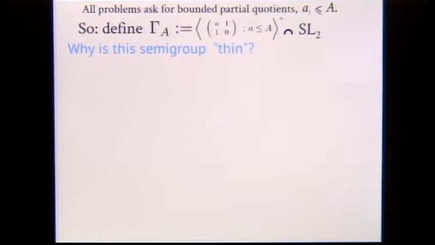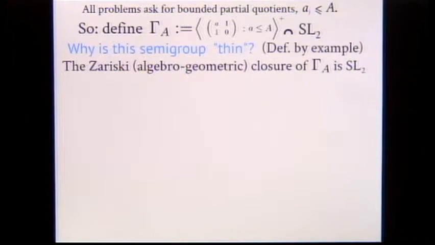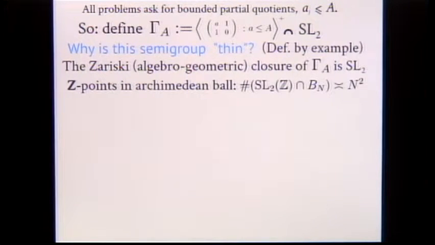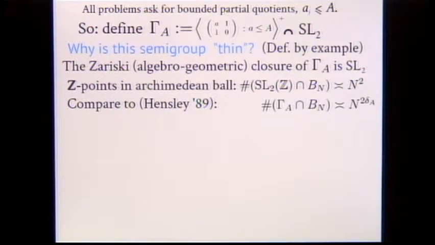Or more generally, what does it mean? I have a general definition of thinness. So I'll give you the definition by giving you an example. So the Zariski closure is SL2. That's an easy thing to check. And what happens to the integer points in an Archimedean ball in the Zariski closure? So if I look at SL2(Z), I take my favorite norm, and I take a large Archimedean ball of radius N. As a classical exercise, there are about N squared points. What happens in gamma is an old theorem of Hensley's that the number of points in gamma in a ball is asymptotically N to the 2 delta_A.